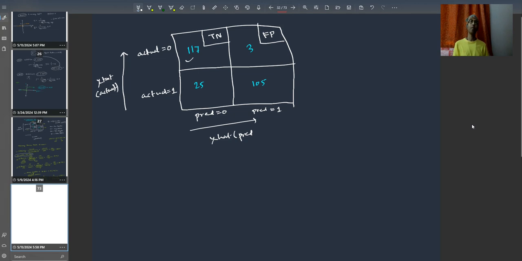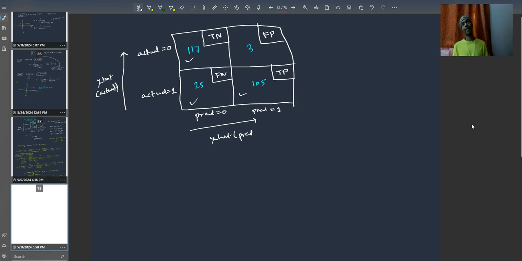Now we come to the third box, 105. Here the prediction was 1, actual was also 1. This is the box of true positive. Prediction was 1, actual was also 1. So we call this box a box of true positive. The fourth one, actual was 1, prediction said it's 0. So we call it false negative. That is, the prediction said it's negative, but that prediction was false. So it's a false negative.